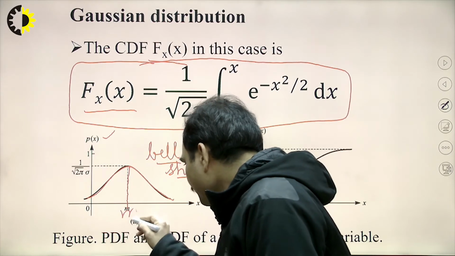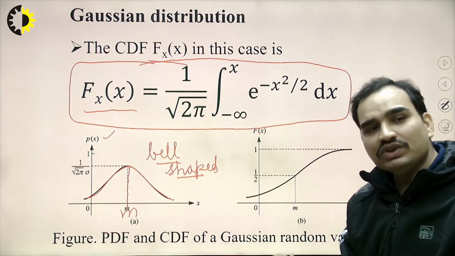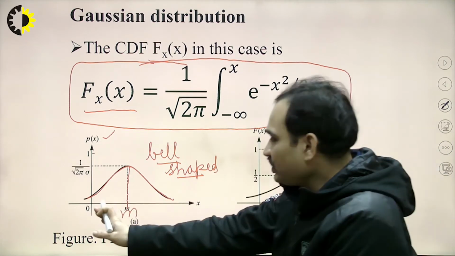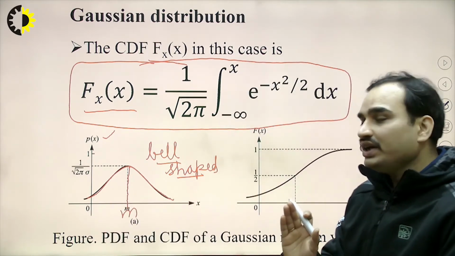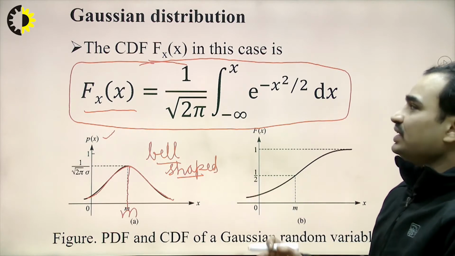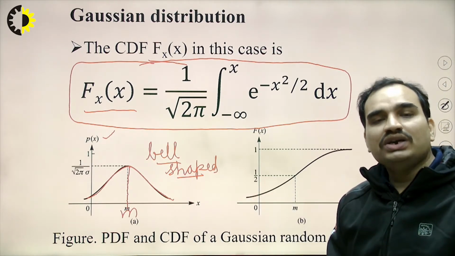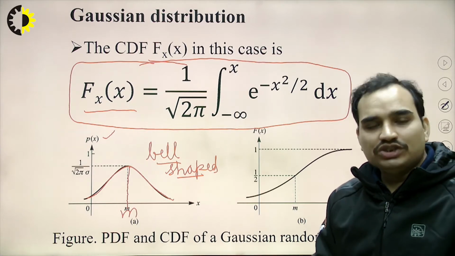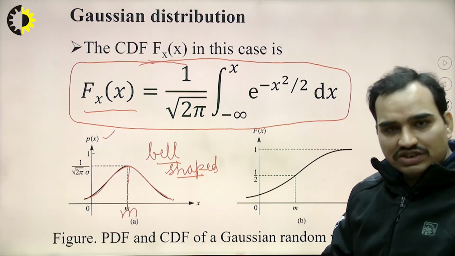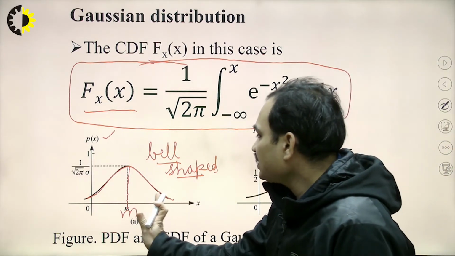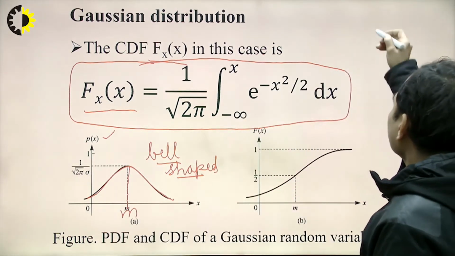So, when m equals 0, this means the curve will be shifted to the value 0. If I want to plot the standard Gaussian distribution with m equal to 0, how can I plot it? I will simply shift this curve to the center. So, what curve will I get?